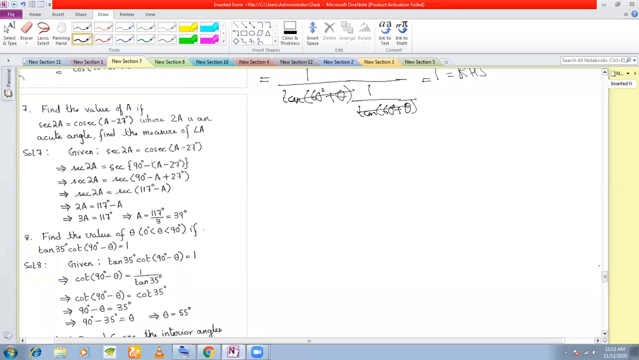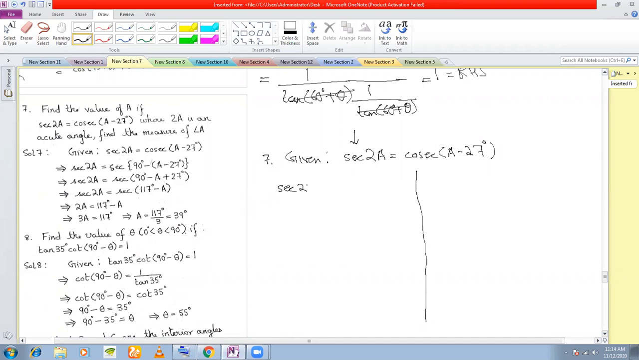Find the value of A if sec 2A is equal to cosec A minus 27 degree, where 2A is an acute angle. Find the measure of angle A. So given here, number 7, given here is sec 2A is equal to cosec A minus 27. Now you know that sec can be changed to cosec, right? You know sec can be changed to cosec and cosec can be changed to sec. So you can proceed in two ways. Either you can change sec to cosec or you can change cosec to sec. Let us change this sec to cosec.